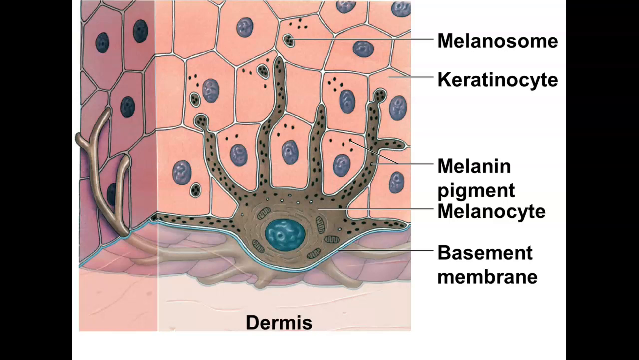So as it produces them, they are then going to go off into the tissues that are surrounding that melanocyte, and they're going to help absorb UV radiation and UV light that's coming into the body, and that's what's going to give you a tan.